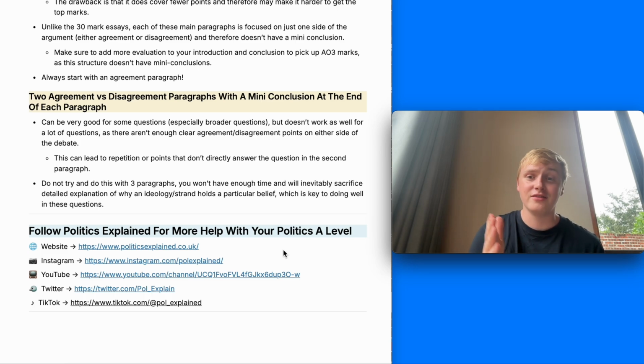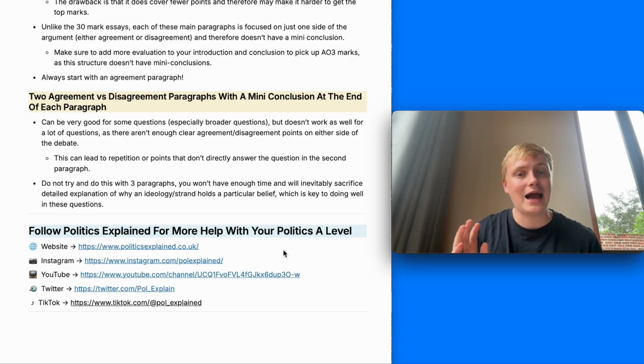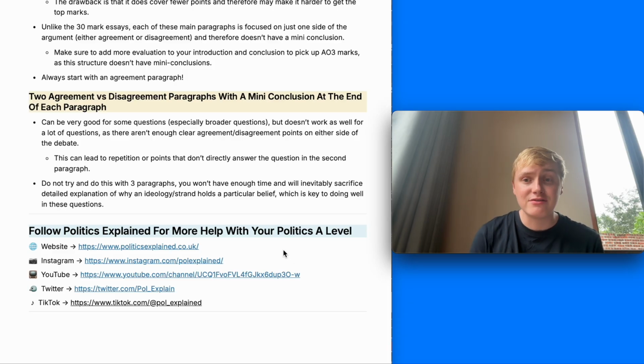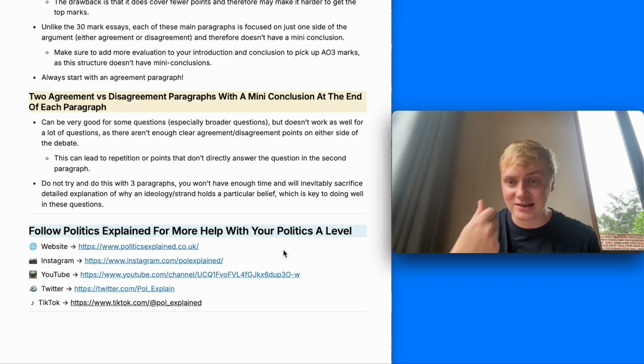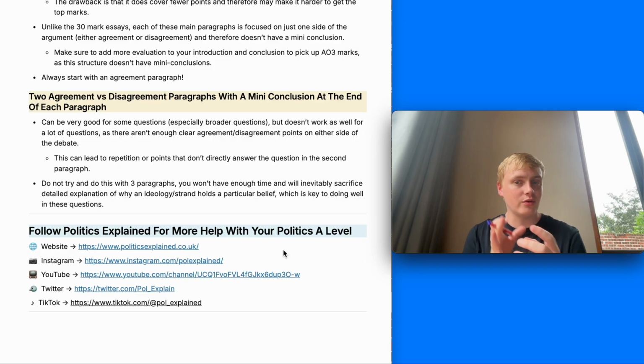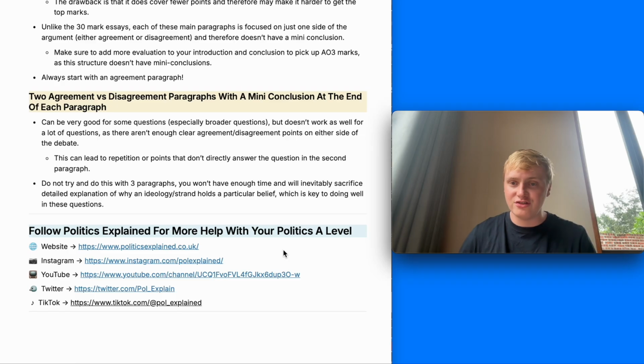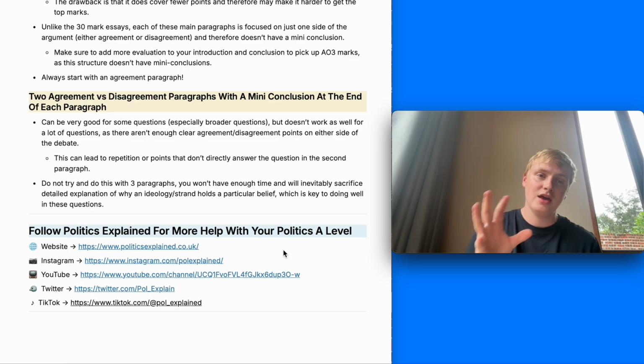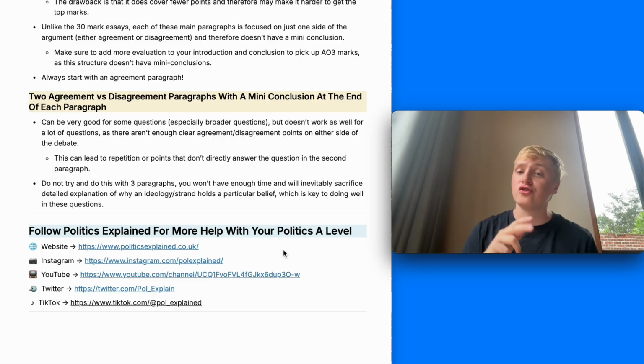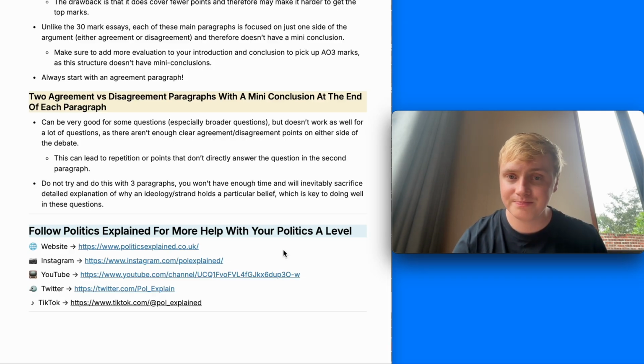Crucially, what I would say is that I've seen some tutoring students where the teachers are recommending doing this with three paragraphs, so three lots of agreement, disagreement, mini conclusion. Don't do that. You just don't have enough time to do that, and inevitably, if you try and do that, there's not enough points to do that for almost every question. B, you're inevitably not going to have enough time. You're going to sacrifice detailed explanation. Because you're going to get the points, but you're not going to explain them enough because you just don't have time. And that detailed explanation is really key to doing well in these ideologies essays, whether explanation of an agreement or explanation of particular strands. So I wouldn't recommend doing that. If you're going to do agreement versus disagreement mini conclusion paragraphs, just do two of them with an introduction and a conclusion. So yeah, hopefully that was helpful.